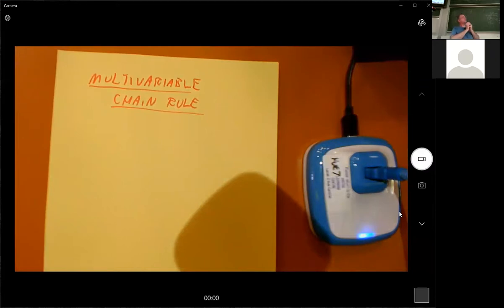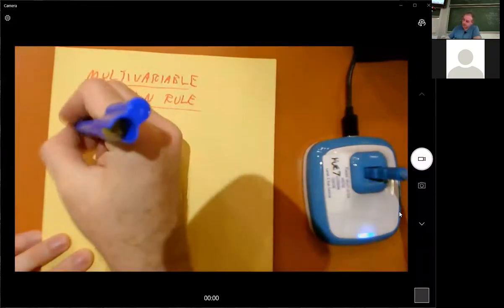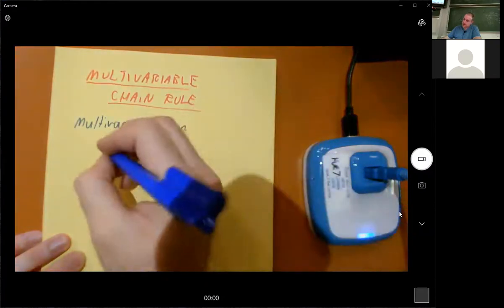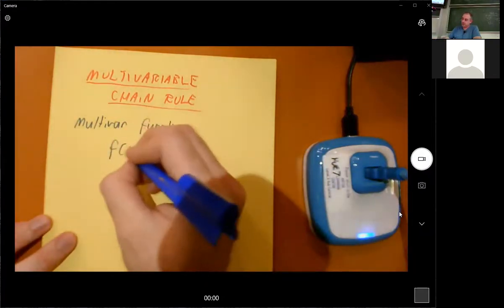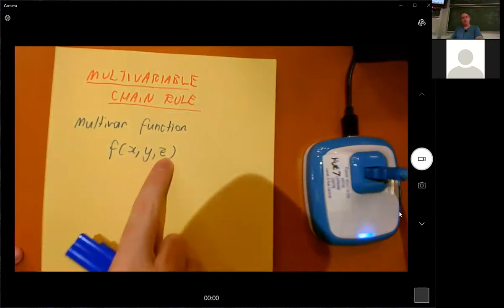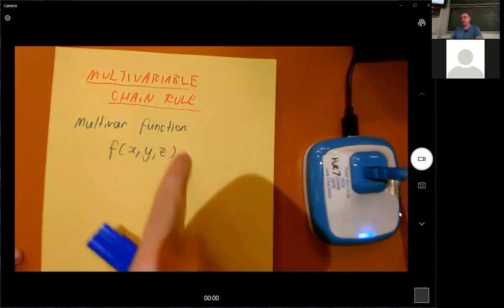So, let me formulate my thoughts on that. Multivariable calculus has lots of different ways of thinking about it. The one that I find most helpful for the chain rule is to think that when you have a multivariable function, it might be something like f of x, y, and z. What that means is that you have several variables and they cause a result which is a number.